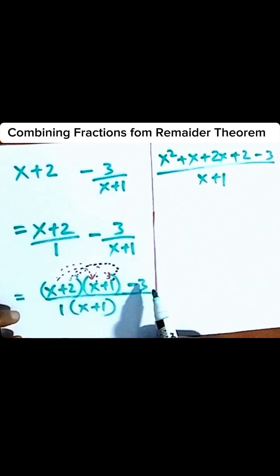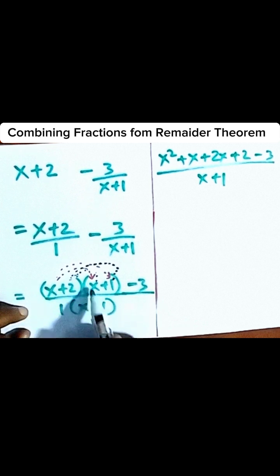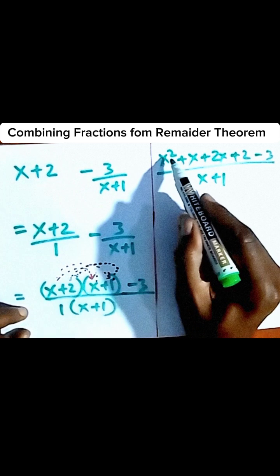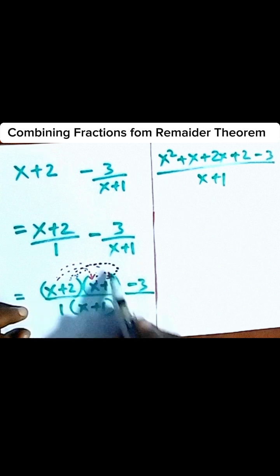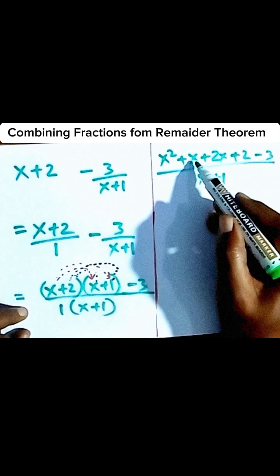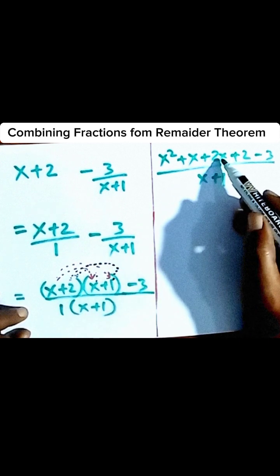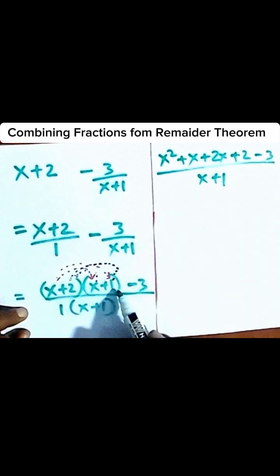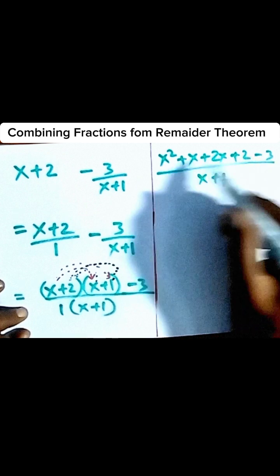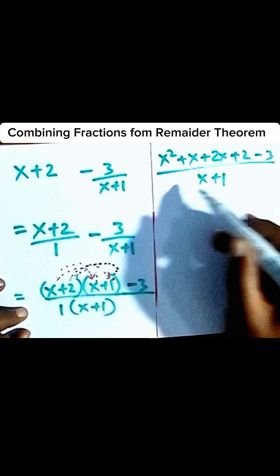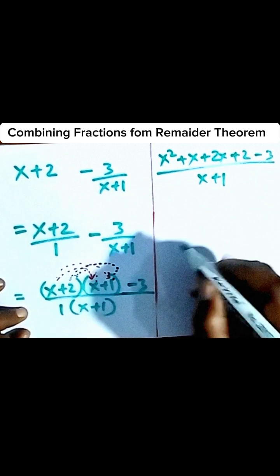So we didn't do any magic here. Basically, this x, you used to multiply x, you got x squared. x, you used to multiply 1, you get 1x. Then 2 times x, you get 2x. And then 2 times 1, you get plus 2. So that's what we did there. Don't get confused. All right, now we collect like terms on top here, and then we see what we get.